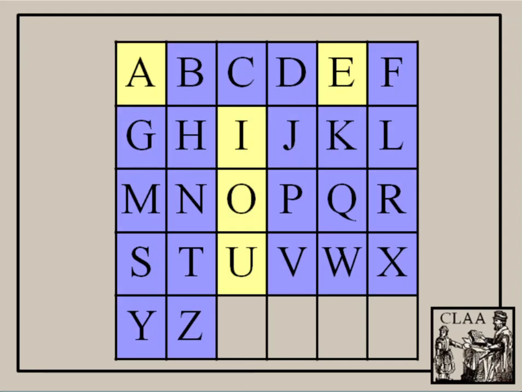In English, there are 26 letters and 5 vowels. On this screen, the 5 letters in the yellow boxes are the English vowels. All the other letters in blue are called consonants. There are 5 vowels and 21 consonants. 5 vowels and 21 consonants make 26 English letters.